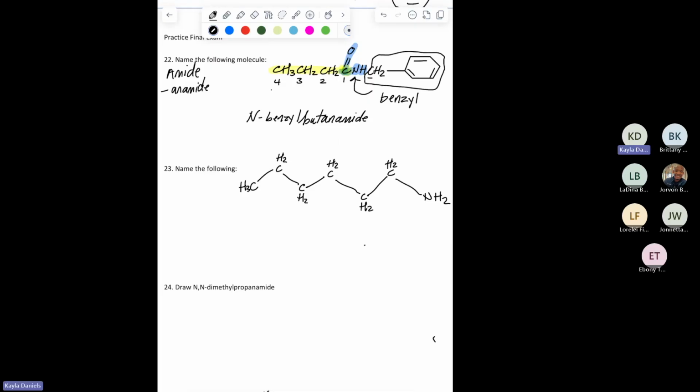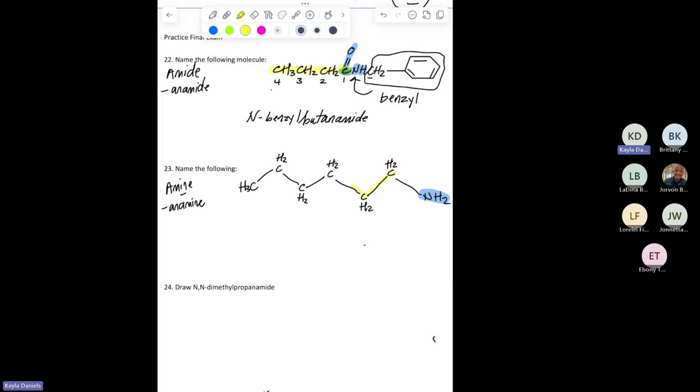All right, 23. First step, identify that functional group. I see a nitrogen. It is not double bonded to a C double bonded to an O, so this is an amine with an N, and its suffix is amine.